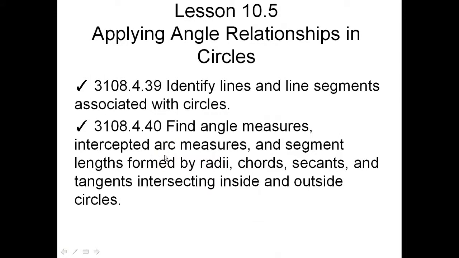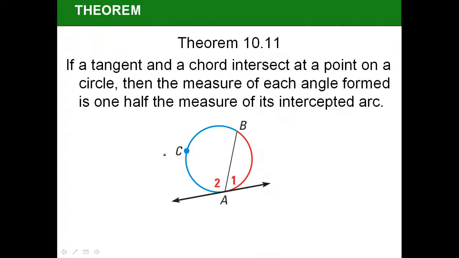Continuing our study of circles, we're going to look at applying angle relationships in circles. We have a theorem that says if a tangent and a chord intersect at a point on the circle, then the measure of each angle formed is 1/2 the measure of its intercepted arc. That should make sense if we go back to the inscribed angle, because in a sense this is an inscribed angle, and remember those are equal to 1/2 of its intercepted arc. So the measure of angle 1 is going to be 1/2 of the arc AB, and the measure of angle 2 is going to be 1/2 of the arc BCA.